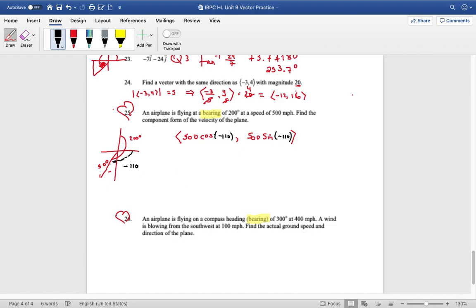So when I punch this into my calculator, I got negative 171. And negative 470. Right, so that's actually what's happening to the plane. The component form of this vector.